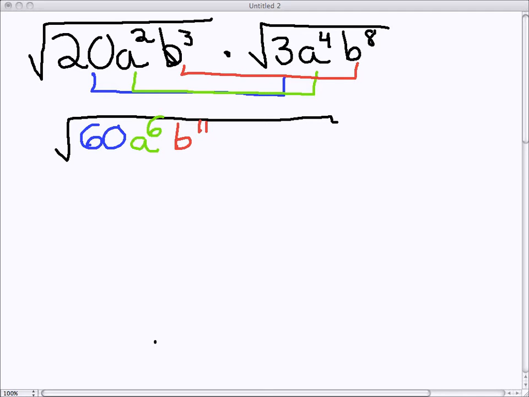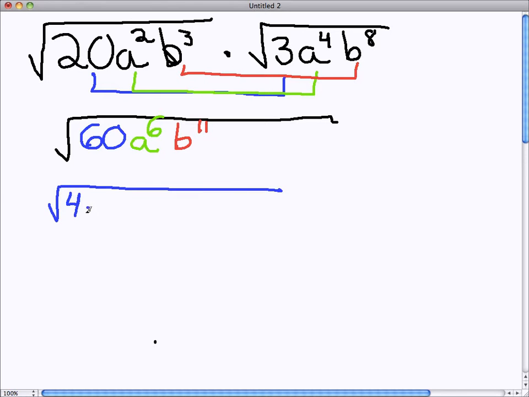Now we're chugging along, but we do need to simplify this radical. So the first thing we need to do is find the greatest square root that goes into the number 60. If I think about my square roots, the biggest one that's going to go into the number 60 is 4. So I'm going to write 60 as 4 times 15. And I'm going to keep my letters the same.